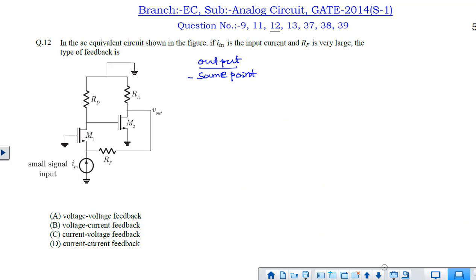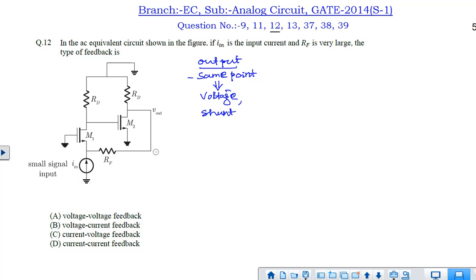Coming to our problem, if you see, this is the output and the feedback is also at the same point. So at the output the sampling is happening at the same point. If the sampling is happening at the same point, then the feedback is of voltage type, and the connection will be of shunt type.